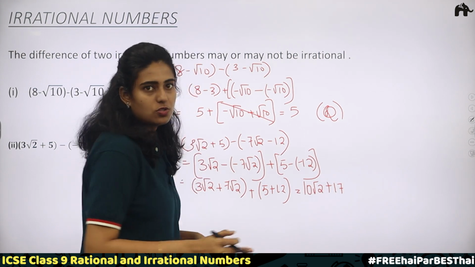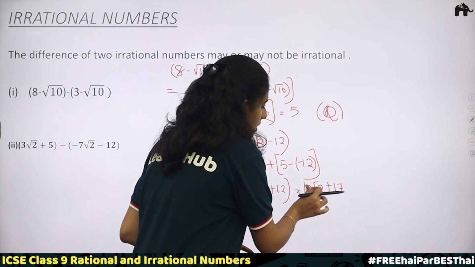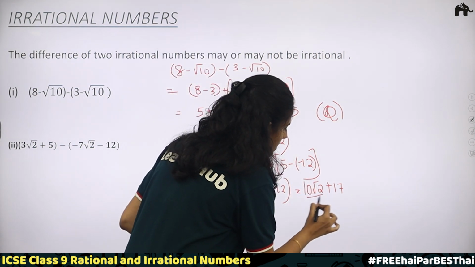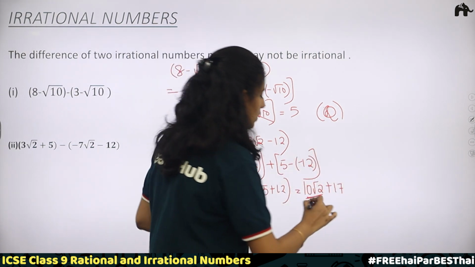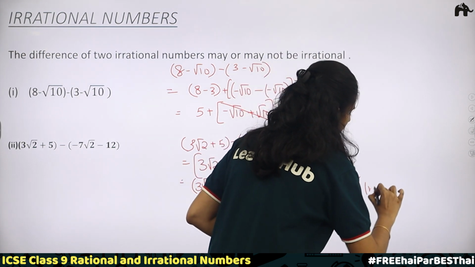17 plus 10 root 2, here root 2 is irrational. Multiplying an irrational number with a rational number, you will be getting an irrational number. So this part is irrational. When an irrational number is added to a rational number, again you will be getting an irrational number. This will be irrational. So this is an irrational number.